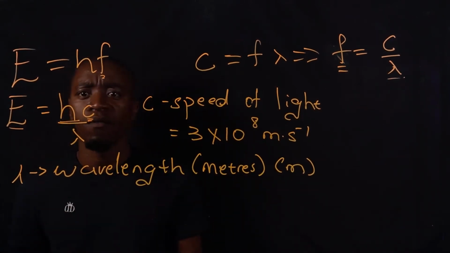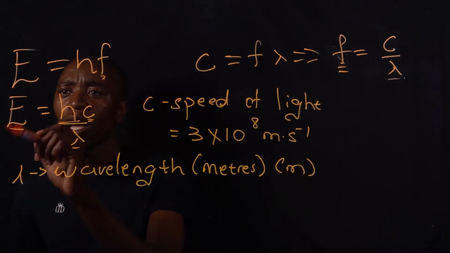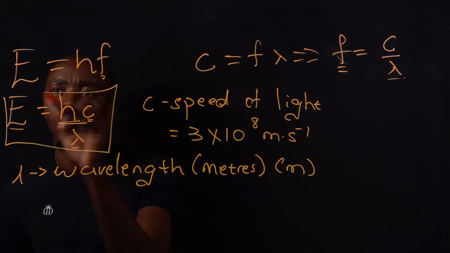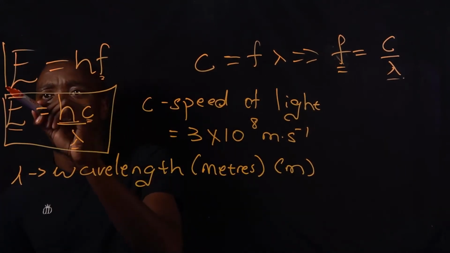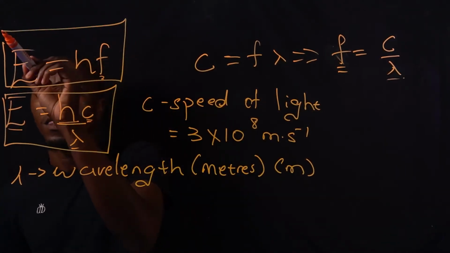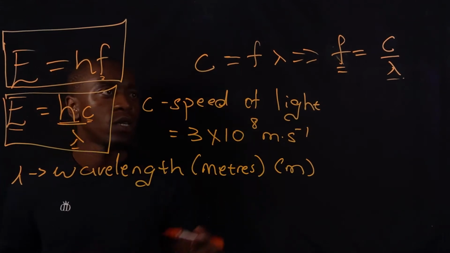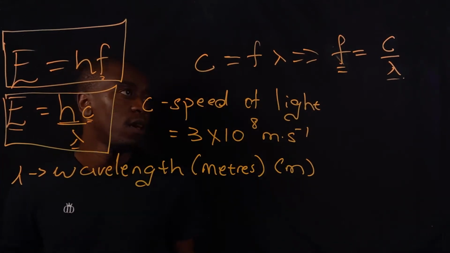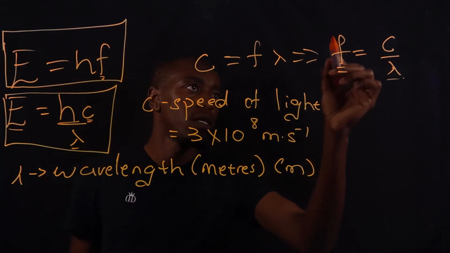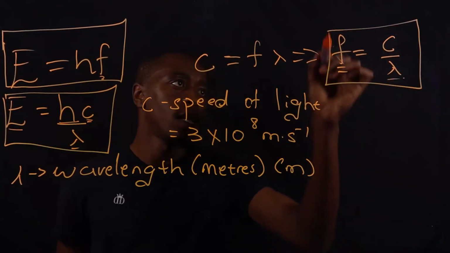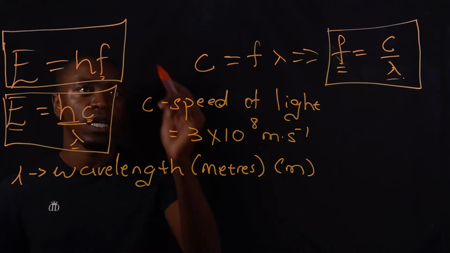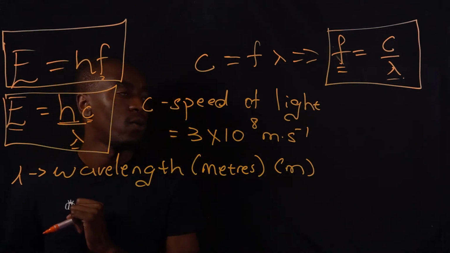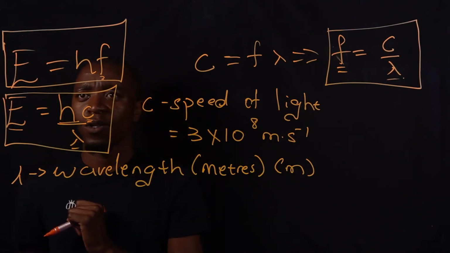If we are given wavelength, we can use this formula for wavelength. But if we are given frequency, then we can use this one. Or what we can do is, if you are given wavelength, you can try to calculate frequency using this formula, and then you substitute here the frequency that you get. You'll be fine if you want to use that.